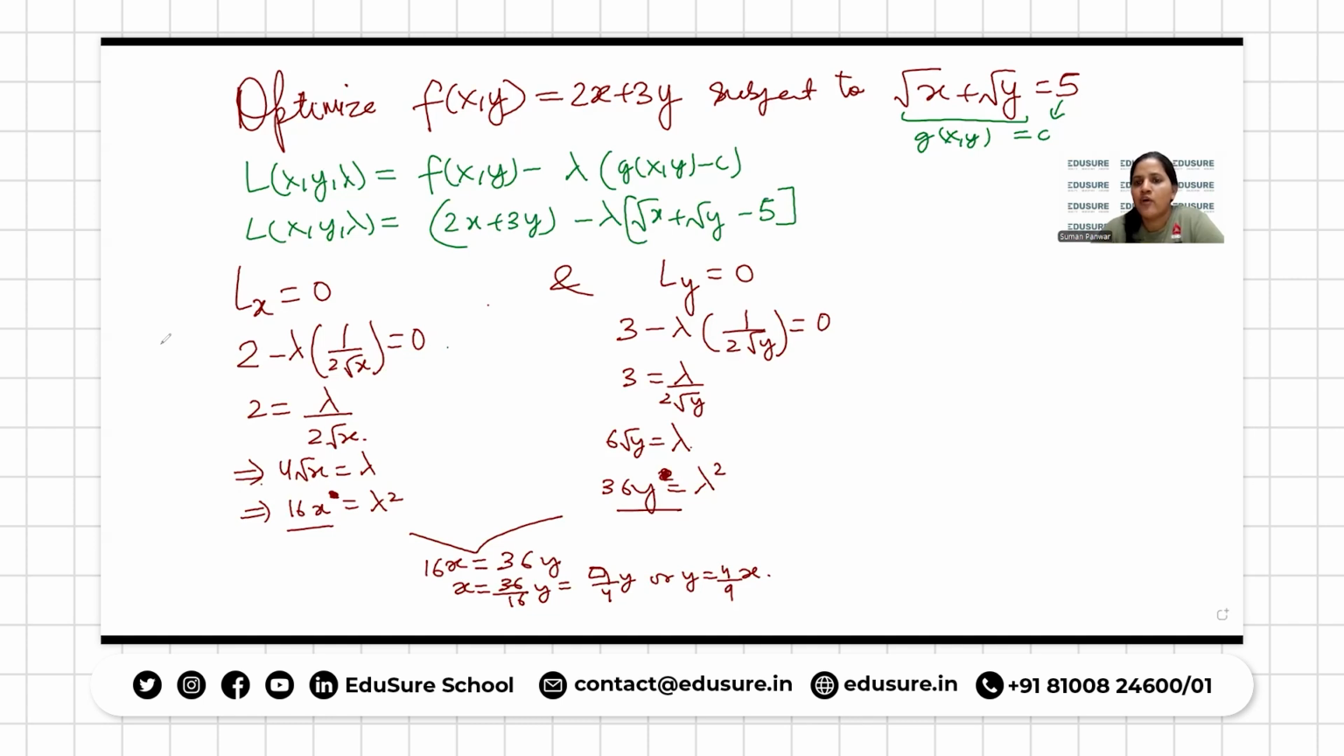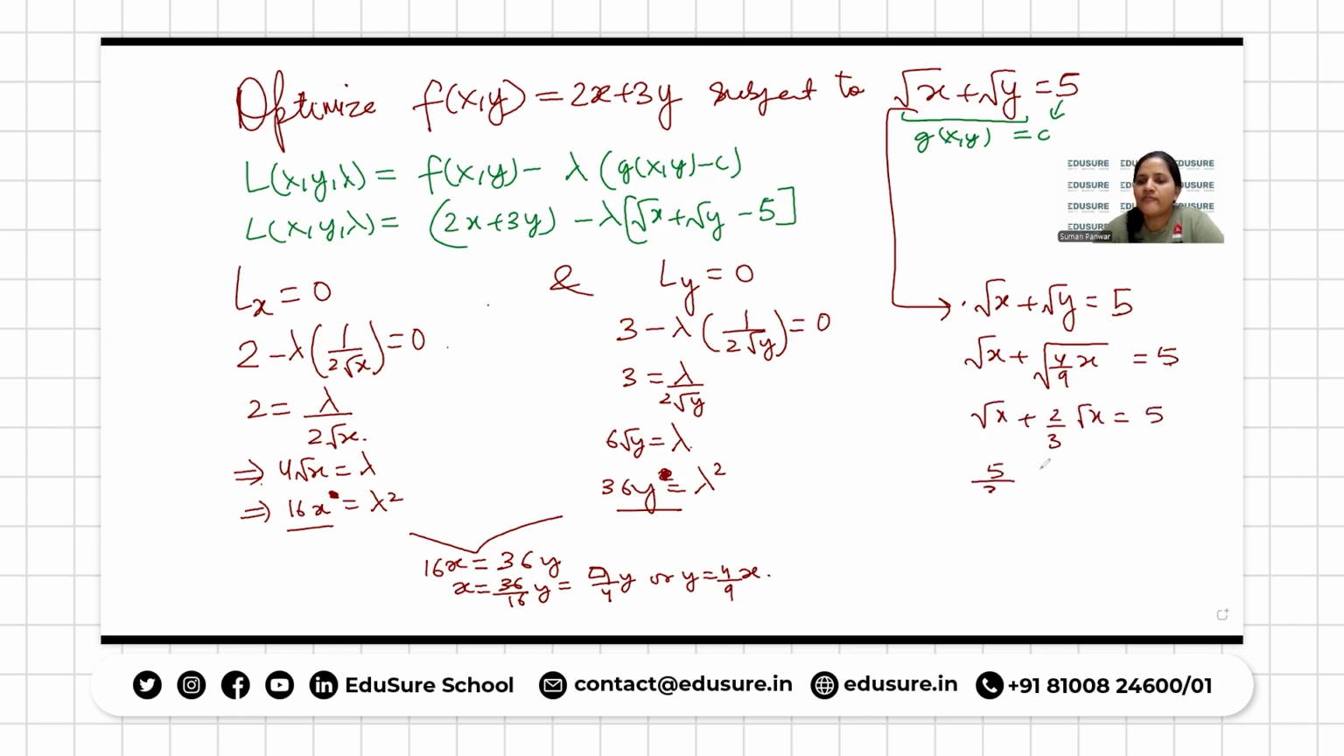Now we will exploit root x plus root y equals 5. What is root y? It is 2 by 3 root x. So root x plus 2 by 3 root x is 5. So 5 by 3 root x is 5. So root x is 3, x equals 9. So when x equals 9, y equals 4 by 9 x, which is 4.